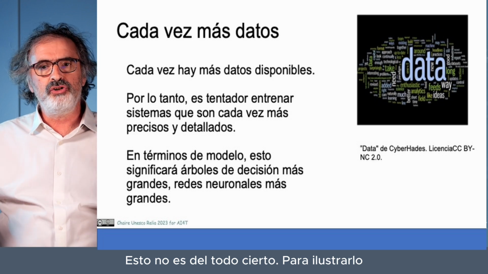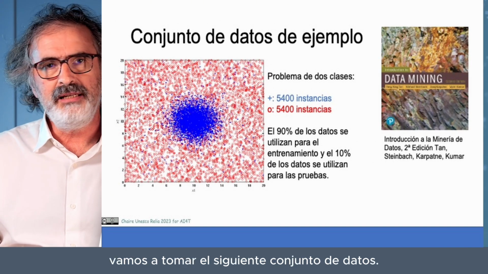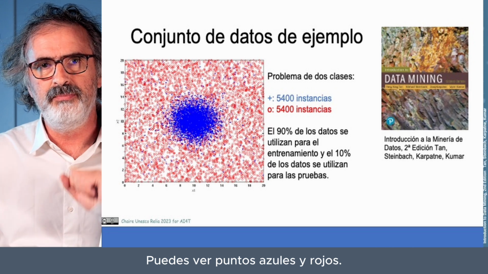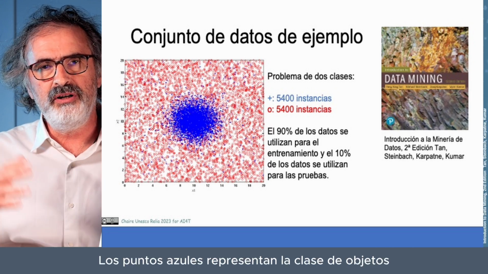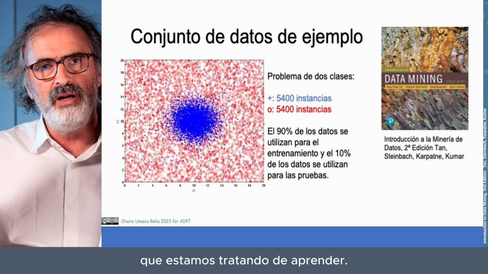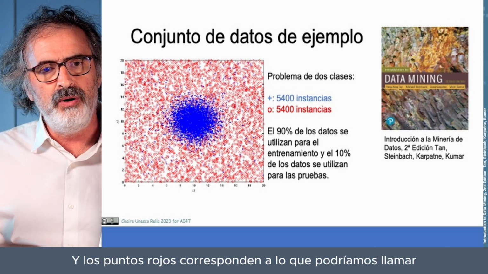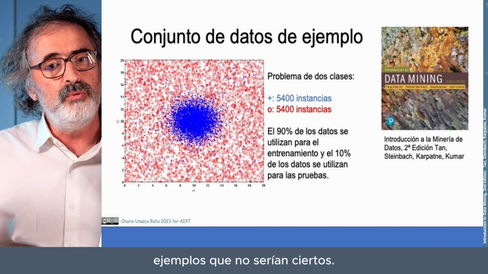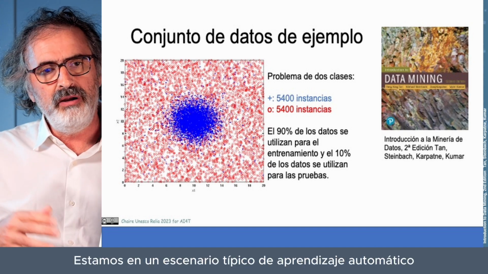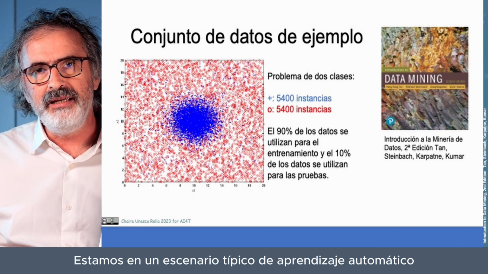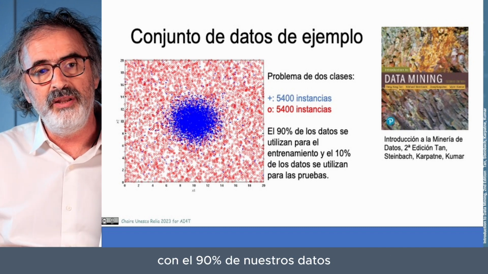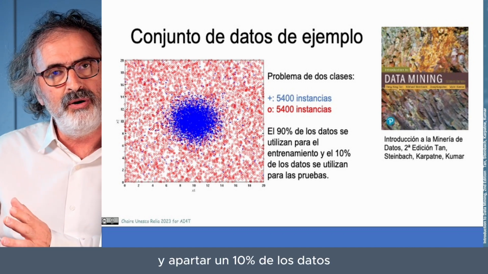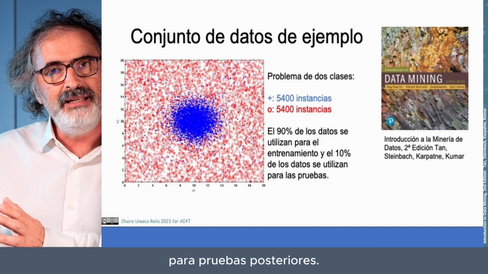This isn't quite true. To illustrate this, let's take the following data set. You can notice some blue points and some red points. The blue points correspond to the class of objects we're trying to learn about, and the red points correspond to what we may call counterexamples, examples that would not be true. So we are in a typical machine learning setting where we are going to try to learn with 90% of our data points and put aside 10% of the data points for later testing.